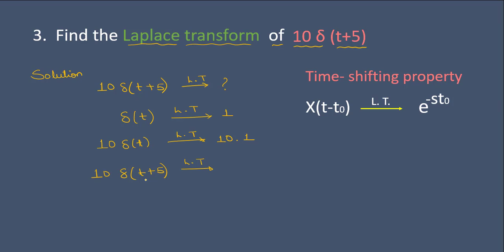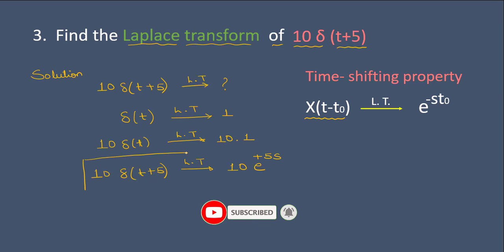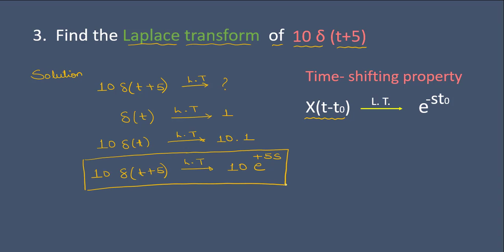Now here it is time shifting, t plus 5. Again, if you compare this with x of t minus t naught, you will get 10 exponential e raised to plus 5s. So the Laplace transform of 10 del of t plus 5 is nothing but 10 e raised to 5s. So these were some important and basic Laplace transforms of the impulse signal del of t. As I told you earlier also, we are discussing only the points which we will be requiring in our subject control system. So this was about the impulse signal del of t.